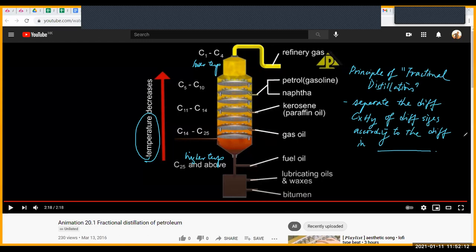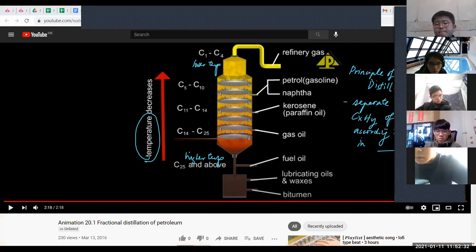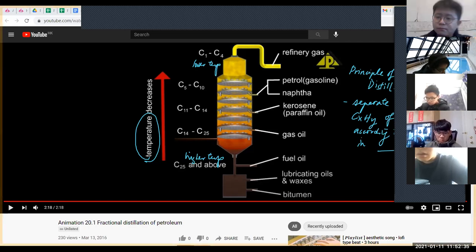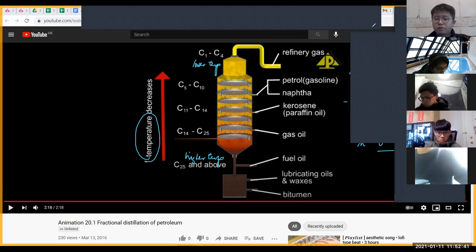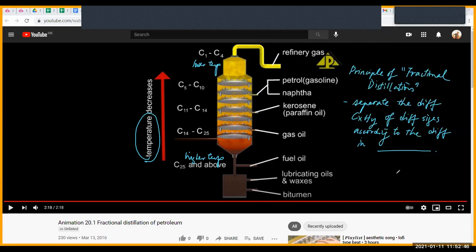What is that? What is that term? Anyone who knows? Molecular size, somebody will say that. Yeah, they are of different molecular size, but how would you separate it? How would you separate according to different size?